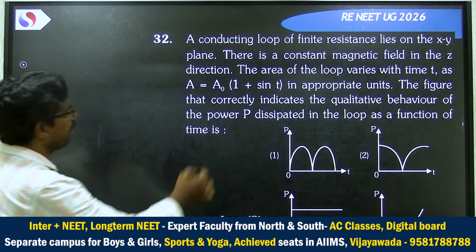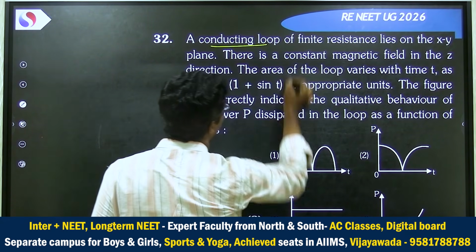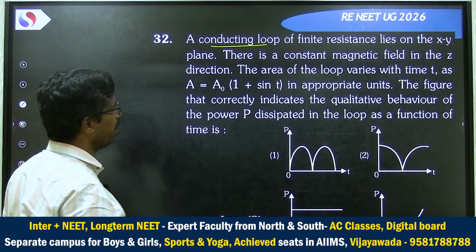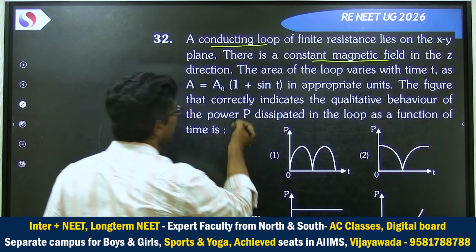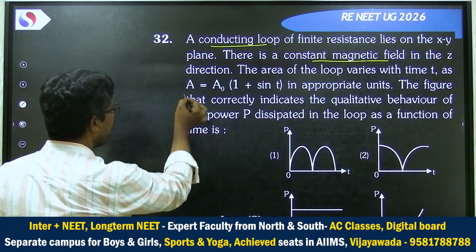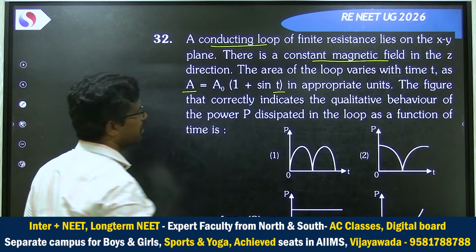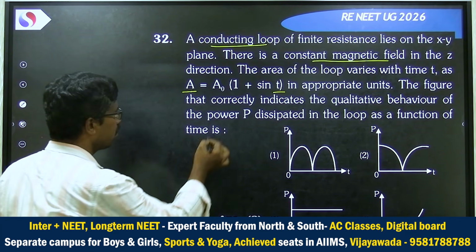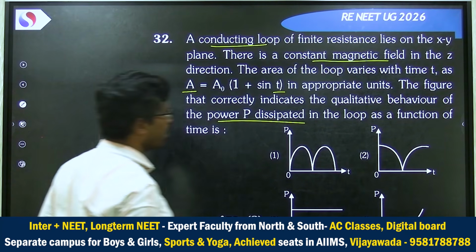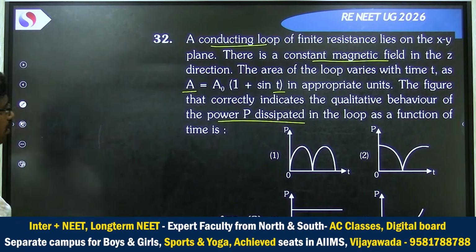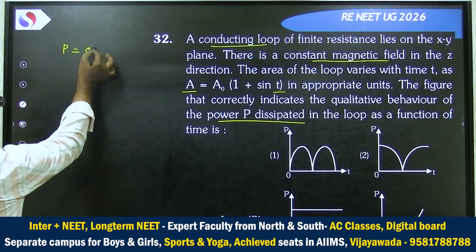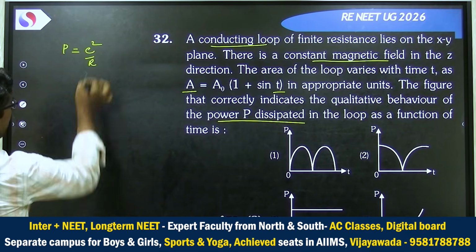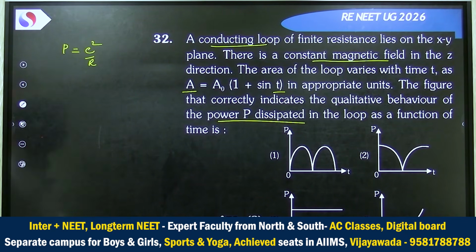Next question, 32nd question. Here the conducting loop of finite resistance lies in the xy plane and the magnetic field is along the z-axis. Here the area varies with time. We have to find the dissipative power. What is the dissipative power? That power P is equal to E square by R. Here E is the EMF, R is the resistance.